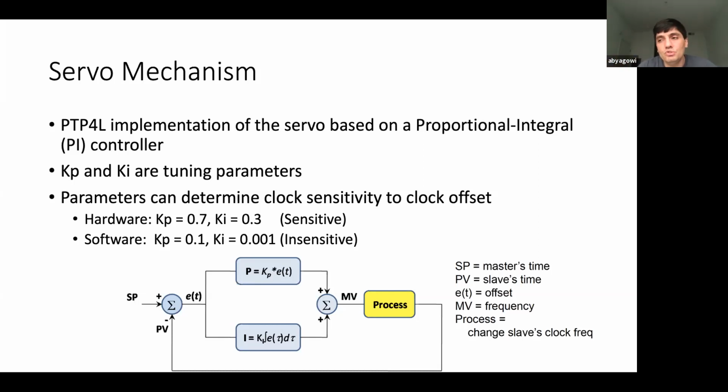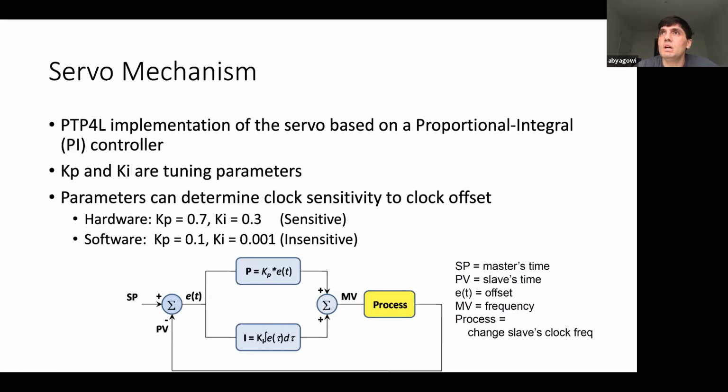And in order to avoid these steady state errors, we also have an integrator there, and the integrator tries to make the steady state error go away. We don't have the differentiator.